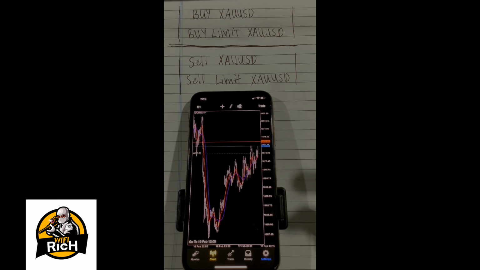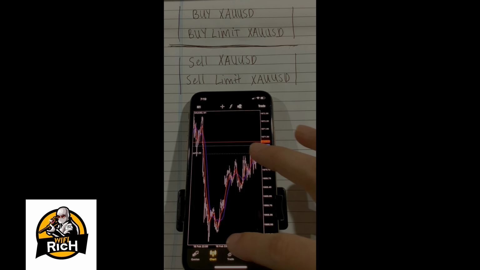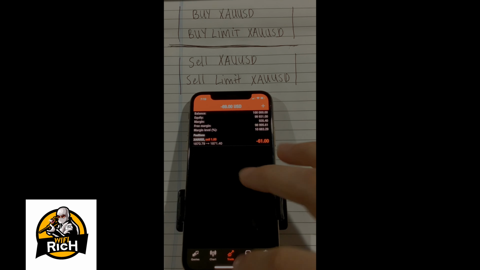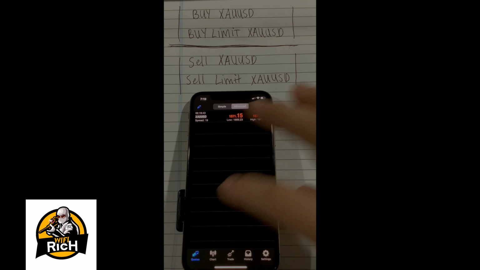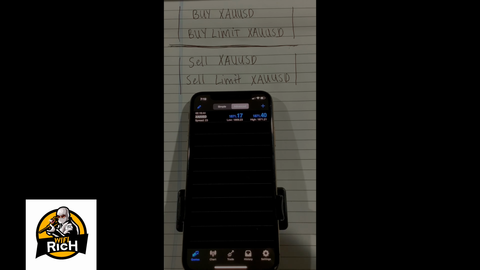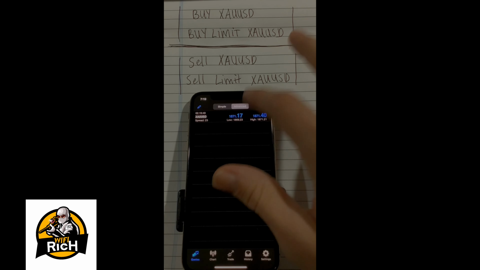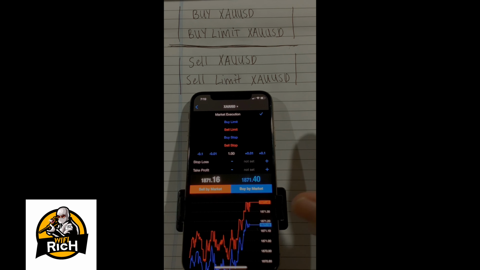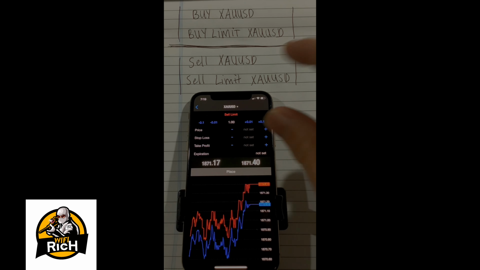I'm going to now execute a sell limit so you guys can see the difference. So there's my trade. Let's say I just opened up MetaTrader. This is what I'm going to say: sell limit came out from Wi-Fi Rich. I'm going to click trade. I'm going to click on market execution because I'm looking for sell limit up there.